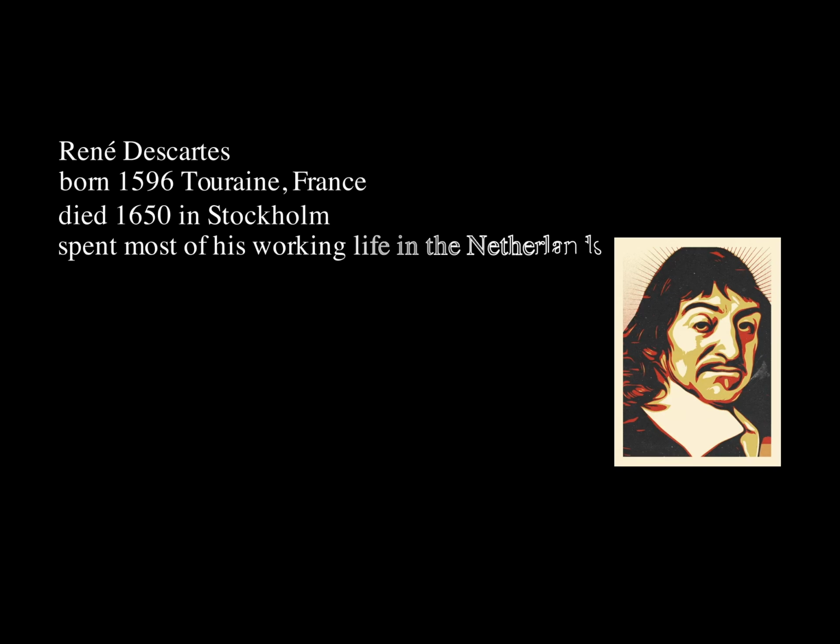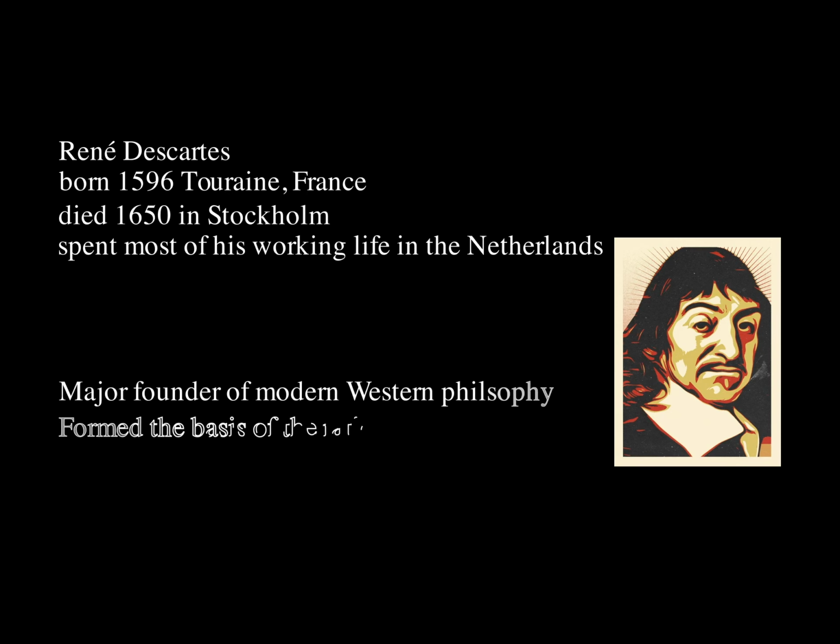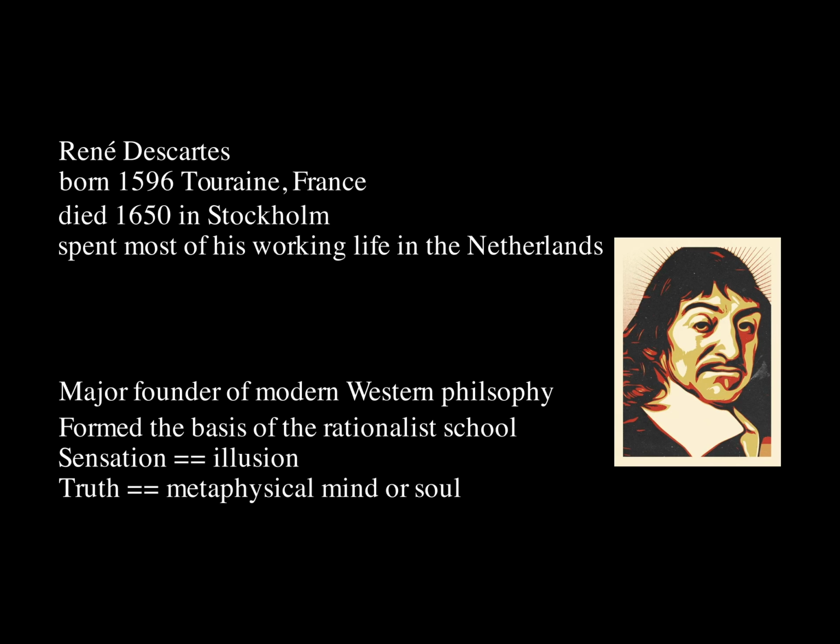The Cartesian plane is named after René Descartes. Descartes was one of the major founders of modern Western philosophy, and in particular was the founder of the school of rationalism, which basically says that sensation and perception are illusions, and that truth can only be found in a metaphysical mind or soul, which is contained in every human. If you want a concrete example of what Cartesianism is as a philosophy, just think of the original Matrix trilogy. Matrix is Descartes plus Kung Fu.